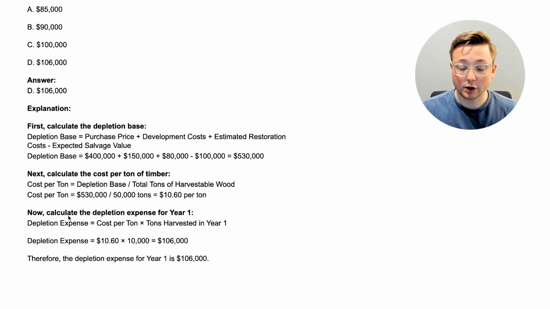The depletion expense for year 1 is the cost per ton, which we calculated here, multiplied by how many tons they harvested in year 1. So that's 10,000. So 10,000 tons harvested in year 1, and each ton is depleting the depletion base by $10.60. That means that the depletion expense is $106,000. So that's how you calculate the depletion expense, and you could also calculate the land's net value based off of that. But again, it asked for the depletion expense instead in this question, so that's what we did.